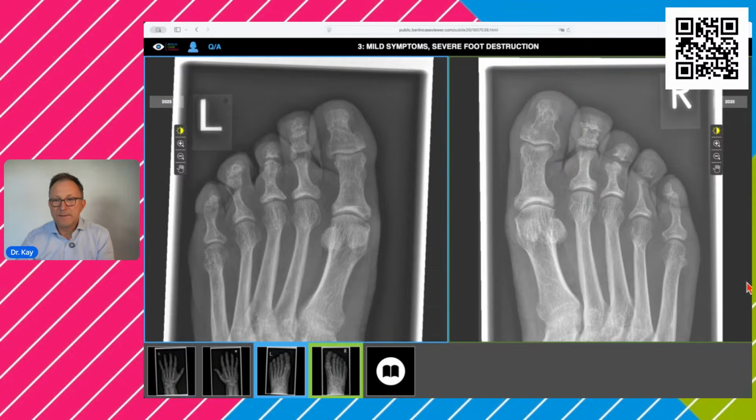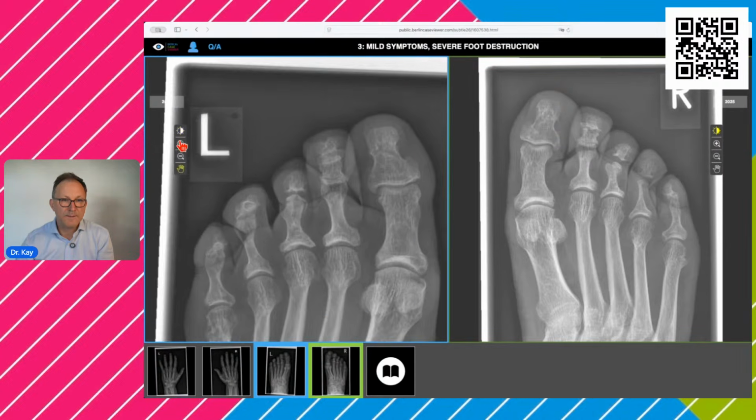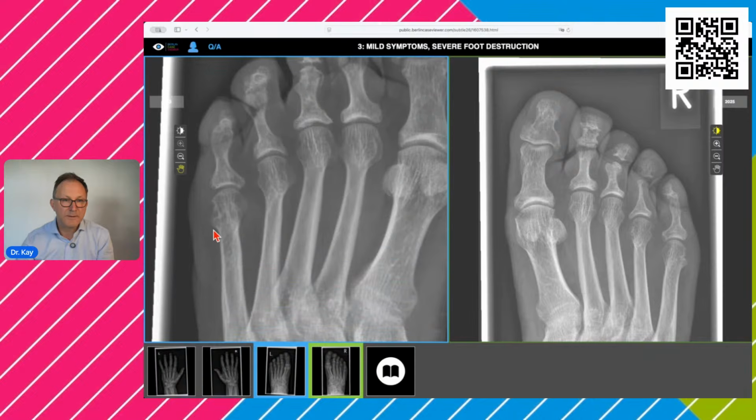Don't you think that the fifth ray also has some problem over here at the MTP? So look at the bone, how there's something missing. So usually you have this nice cortex going all around, and here there is this irregular contour. Also over here, there's something that is not there. Also here, see it. So there are symmetric erosions on the MTP joint of the fifth ray on both sides.